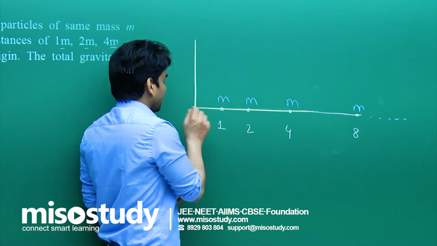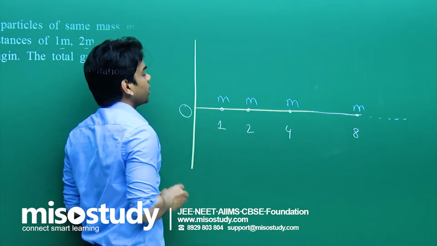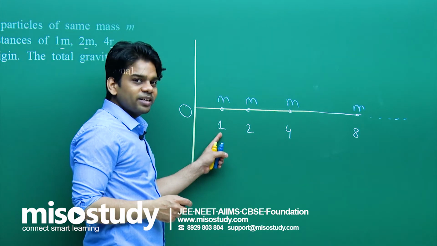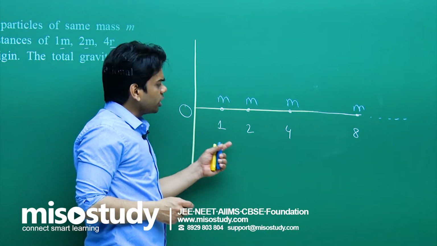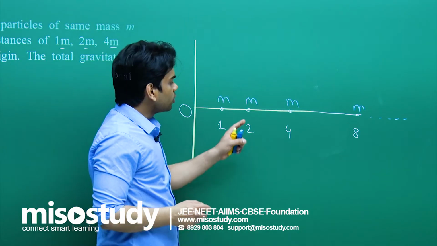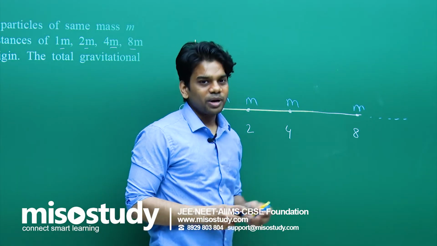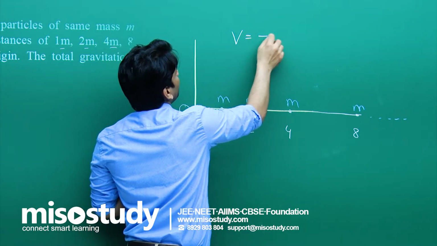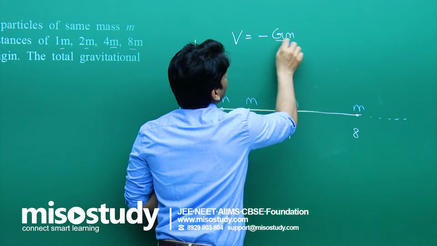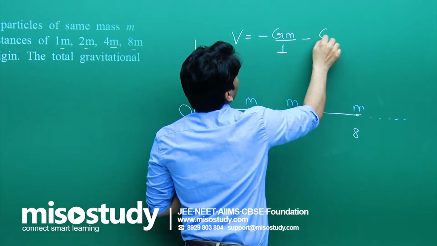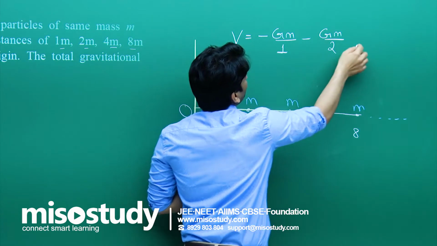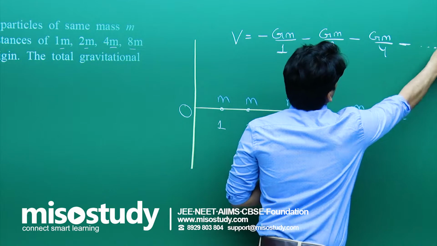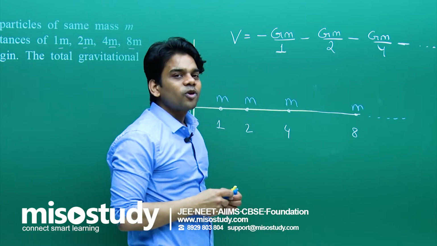Now, due to each particle, we need to talk about the potential at the origin. Potential due to the particle located at 1 meter will be minus GM by 1. Potential due to this particle, minus GM by 2. Due to this, minus GM by 4. Due to this, minus GM by 8. If I write here, V equals minus GM by 1 minus GM by 2 minus GM by 4 and so on. This term will be continued.